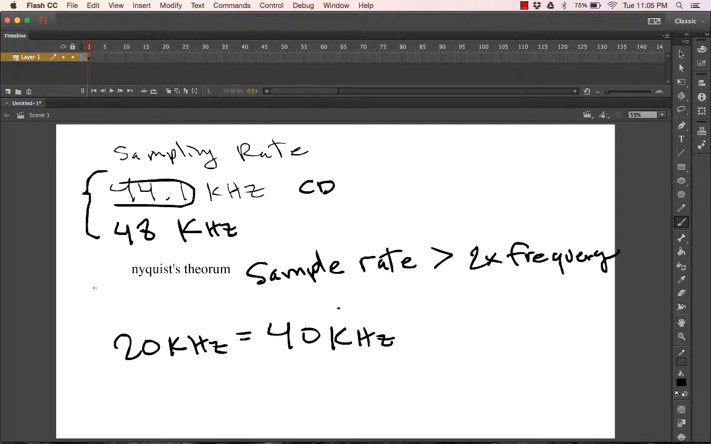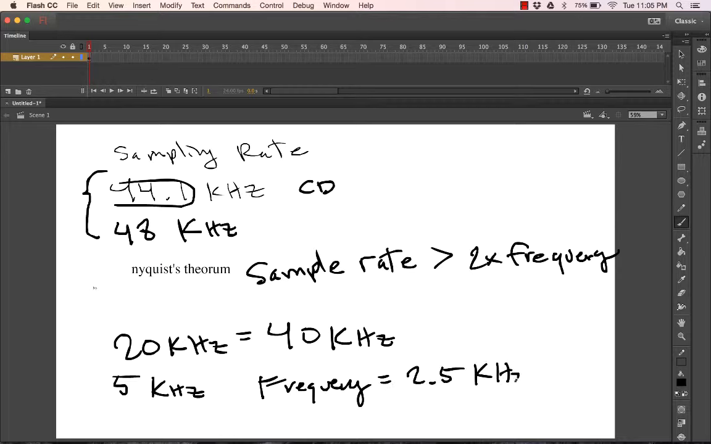So anytime that you hear the term Nyquist frequency, that's referring to the highest frequency that you can pick up with a given sample rate. So if my sample rate is 5 kilohertz, then the highest frequency that it can pick up is 2.5 kilohertz. So that would be my Nyquist frequency. Half of the sample rate.